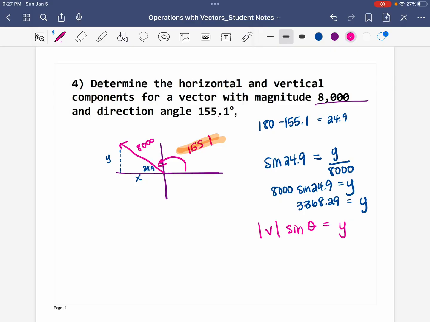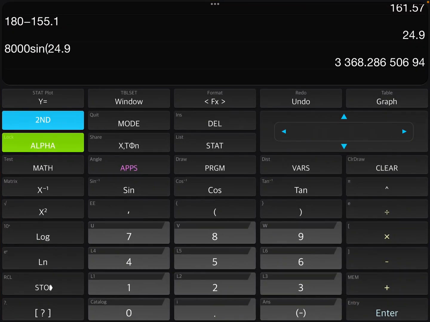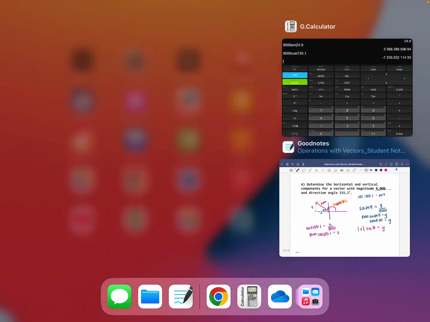To find the x portion, instead of doing cosine of 24.9, I'm going to do cosine of 155.1, and that's going to be adjacent, which is x over hypotenuse. Multiply both sides by 8,000. And by doing this, I'm going to automatically get a negative number, which I should get because that's on the negative x-axis. And it's negative 7,256.35.